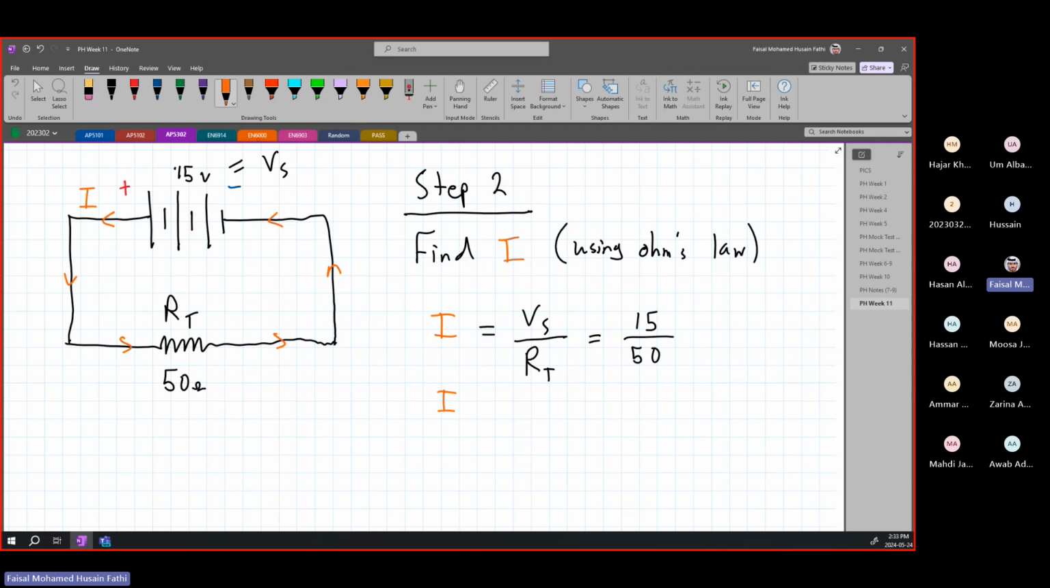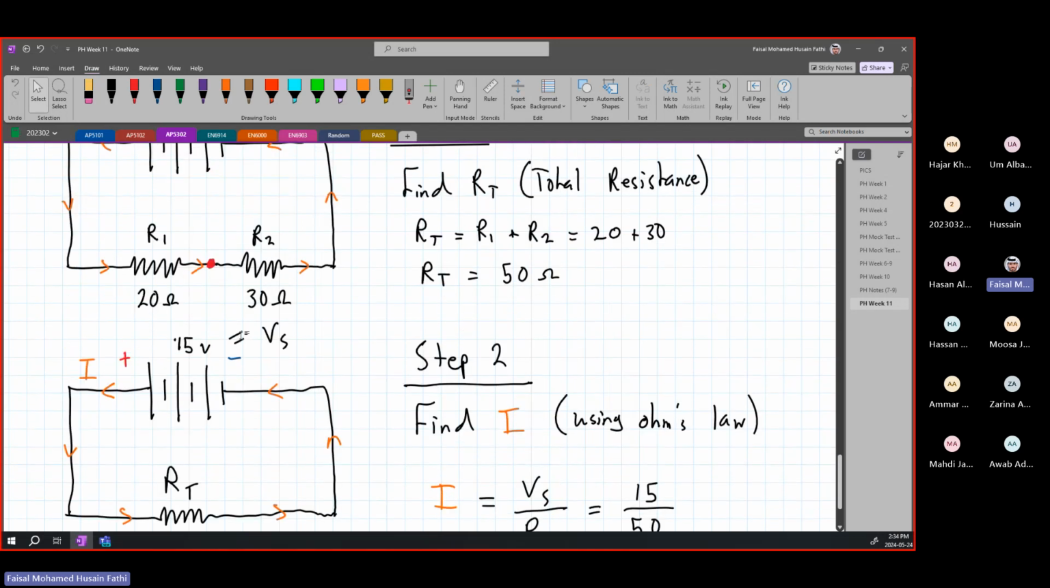So we know now that our current I is going to be equal to 3 over 10, or 0.3 amperes. Okay? So now we have found our total current. This is our step 2.